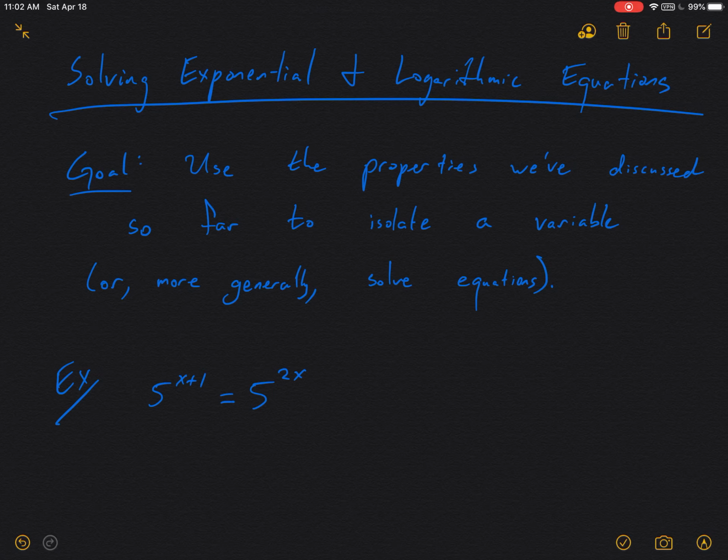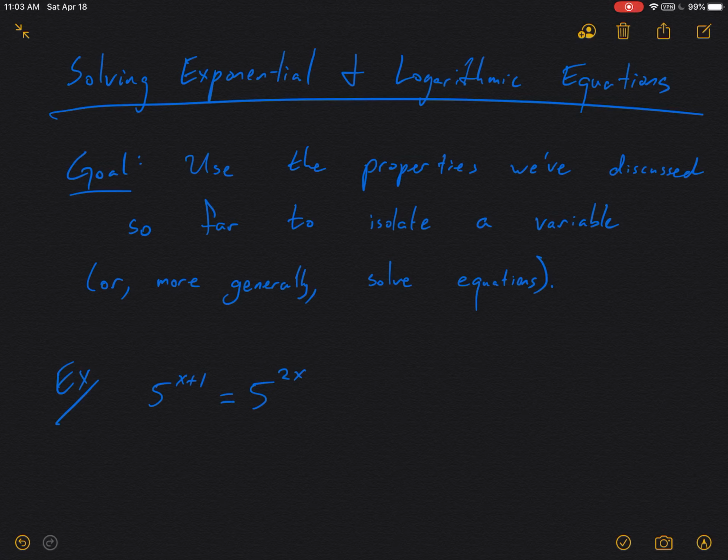Next, we'll talk about solving exponential and logarithmic equations. The goal in this section is just to use all of the properties that we just talked about and the properties from the previous week to be able to isolate a variable in a certain equation. So in this case, we're not just going to be given an expression that we want to simplify. This time we'll be given a whole equation, and we're trying to solve for x.